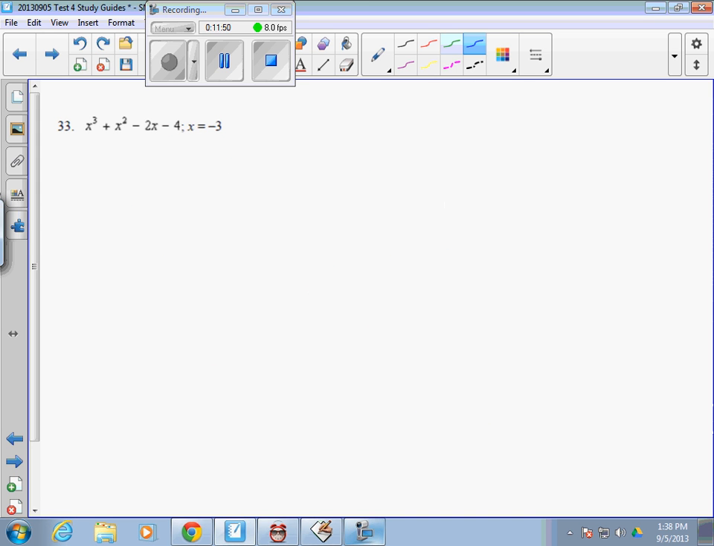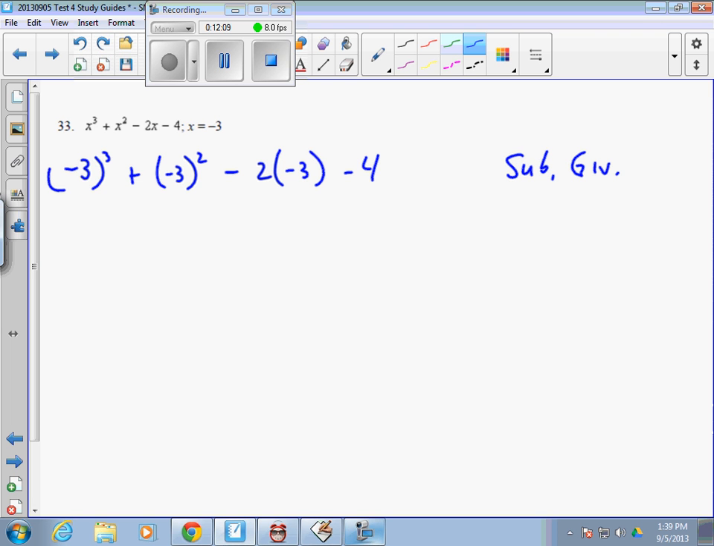X cubed plus x squared minus 2x minus 4 when x's value is -3. So -3 cubed plus -3 squared minus 2 times -3 minus 4. All we did right there was substitute in given values. Then we're going to do our exponents right here. -3 times -3 is a positive 9. And positive 9 times -3 is -27. -3 times -3 is going to be a positive 9. Minus 2 times -3 minus 4. All we did right there was we evaluated exponents because of order of operations.